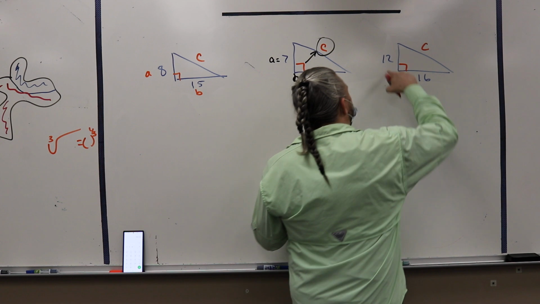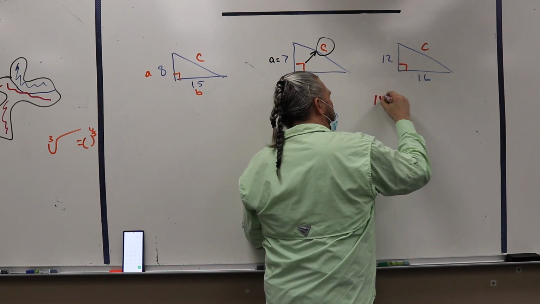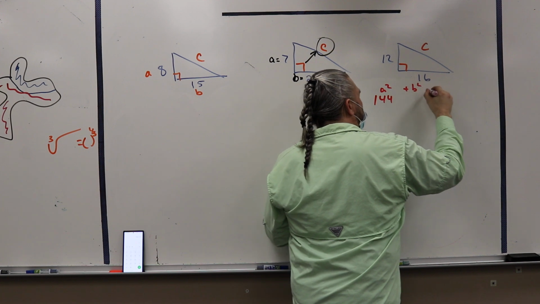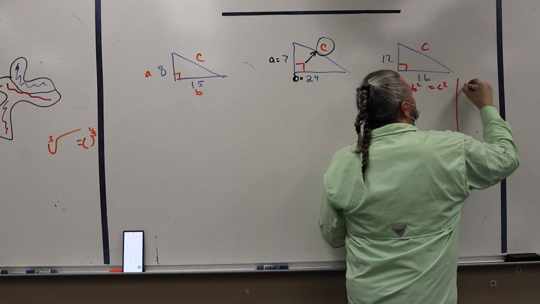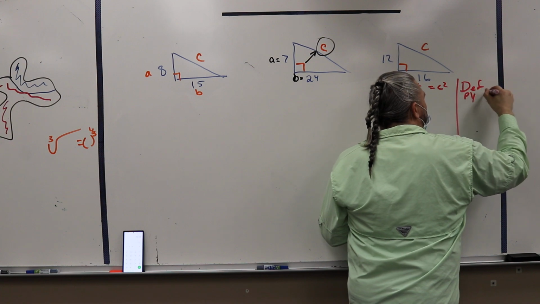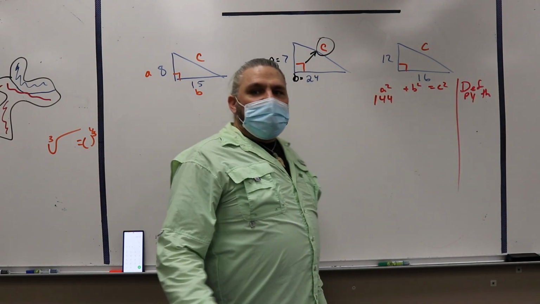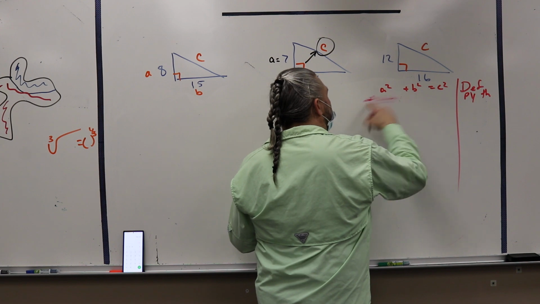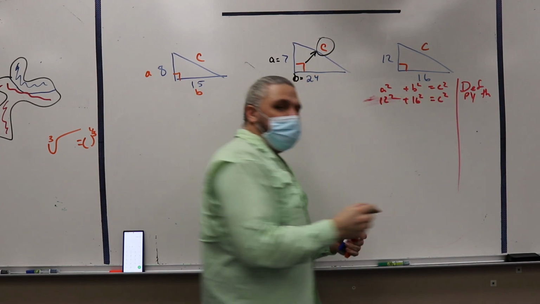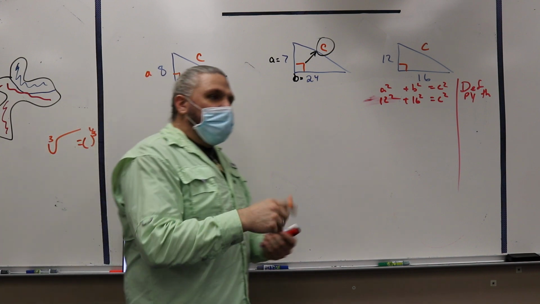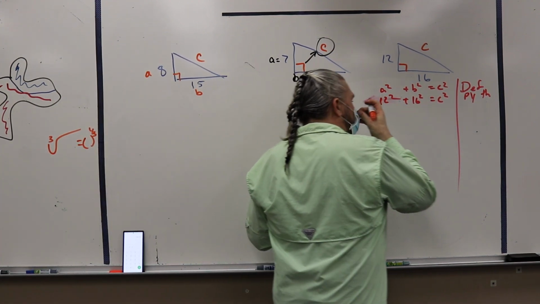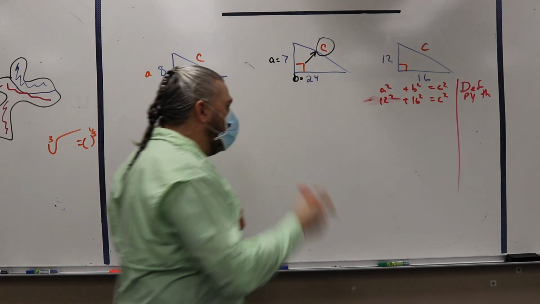What is 12 squared? 144. So it's a squared plus b squared equals c squared, right? That's the definition of the Pythagorean theorem. Then we plugged in 12 squared plus 16 squared equals c squared, right? And then what? That's the square. On the exponent, so you just go ahead.